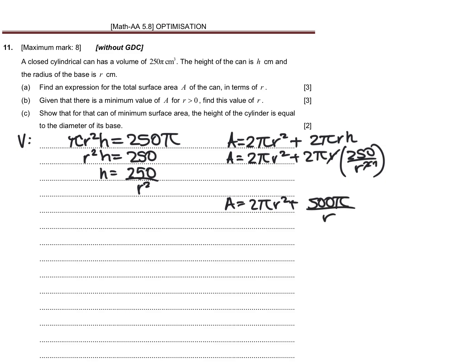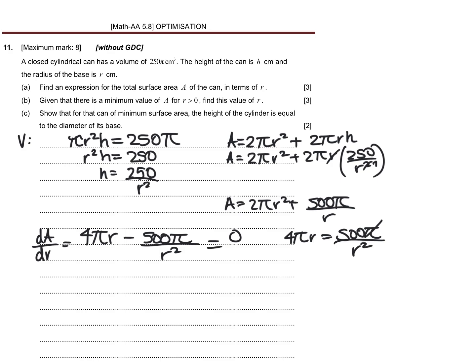Okay, so given there's a minimum value of a for r is greater than 0, find the value of r. So we need the derivative of a with respect to r. So that's going to be 4 pi r minus 500 pi r to the negative 2, which makes it on the bottom. Set this equal to 0. And then we've got 4 pi r equals 500 pi over r squared. The pi's will cancel. Cross multiplying by r squared, we're going to have 4r cubed equals 500.